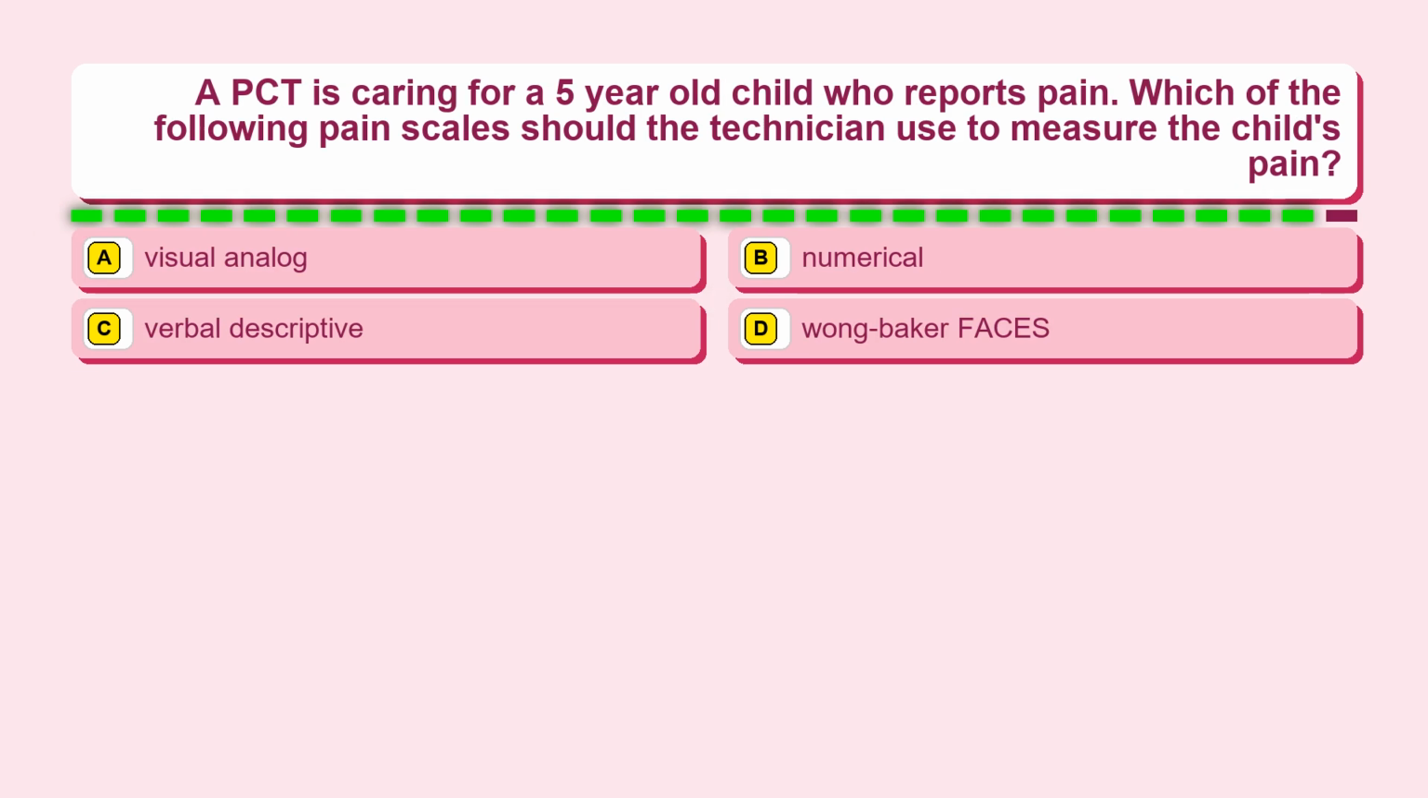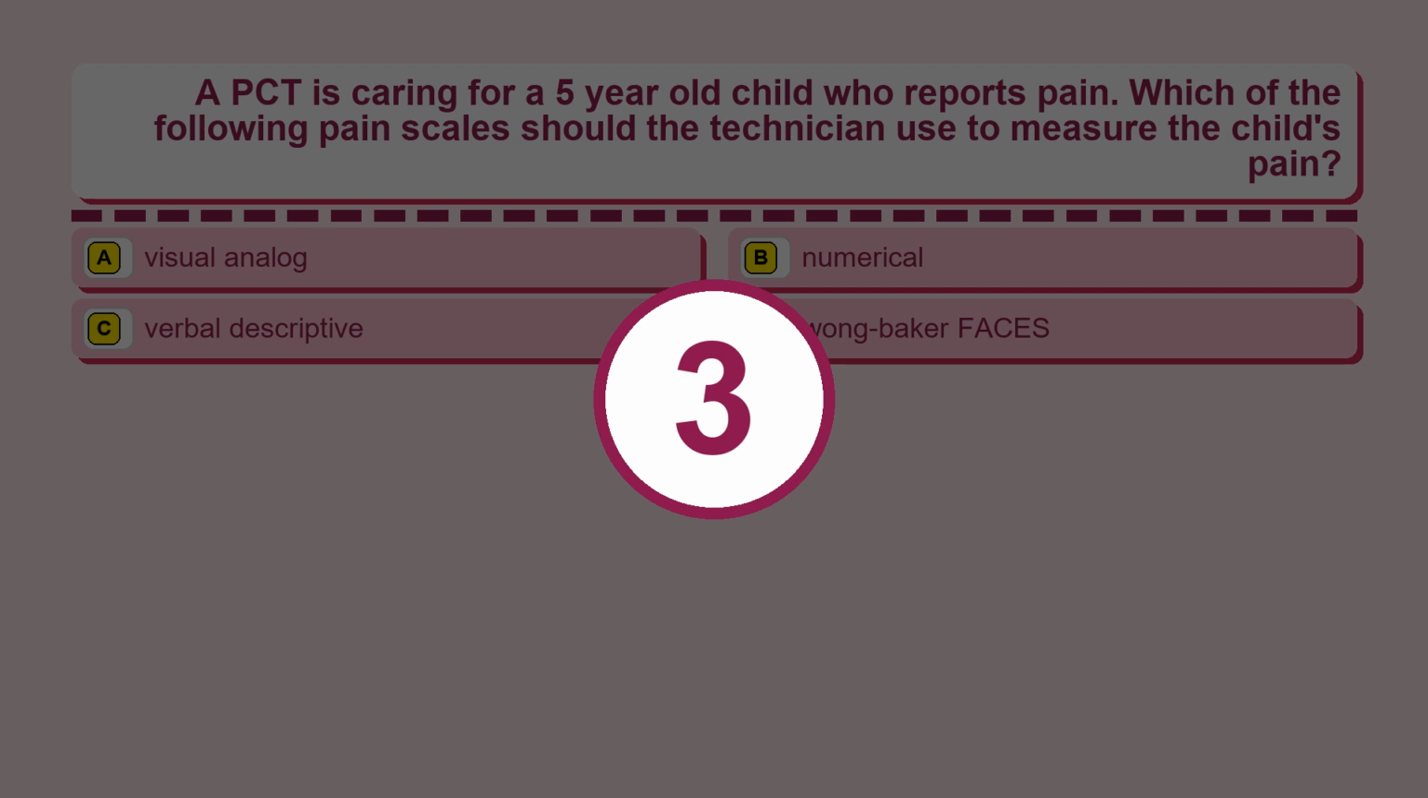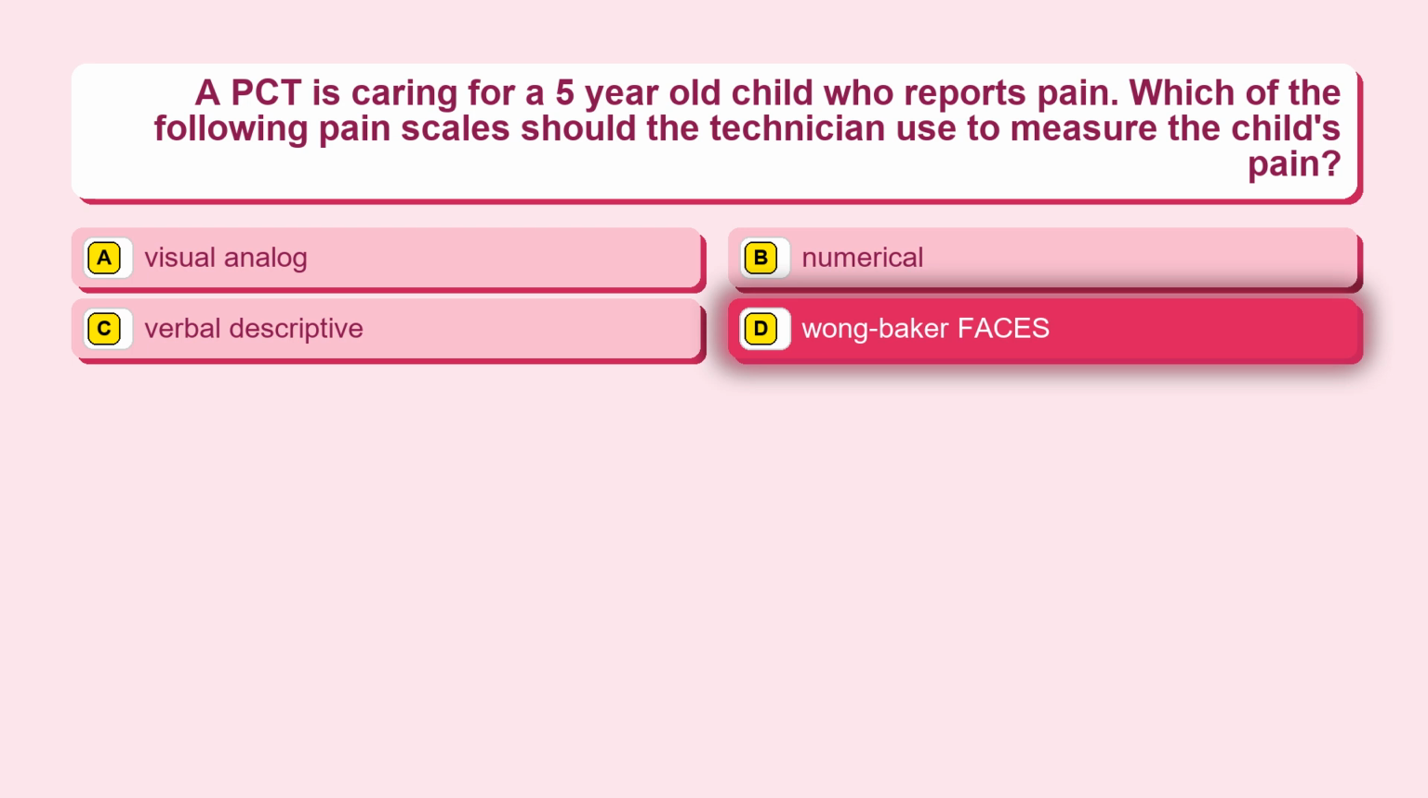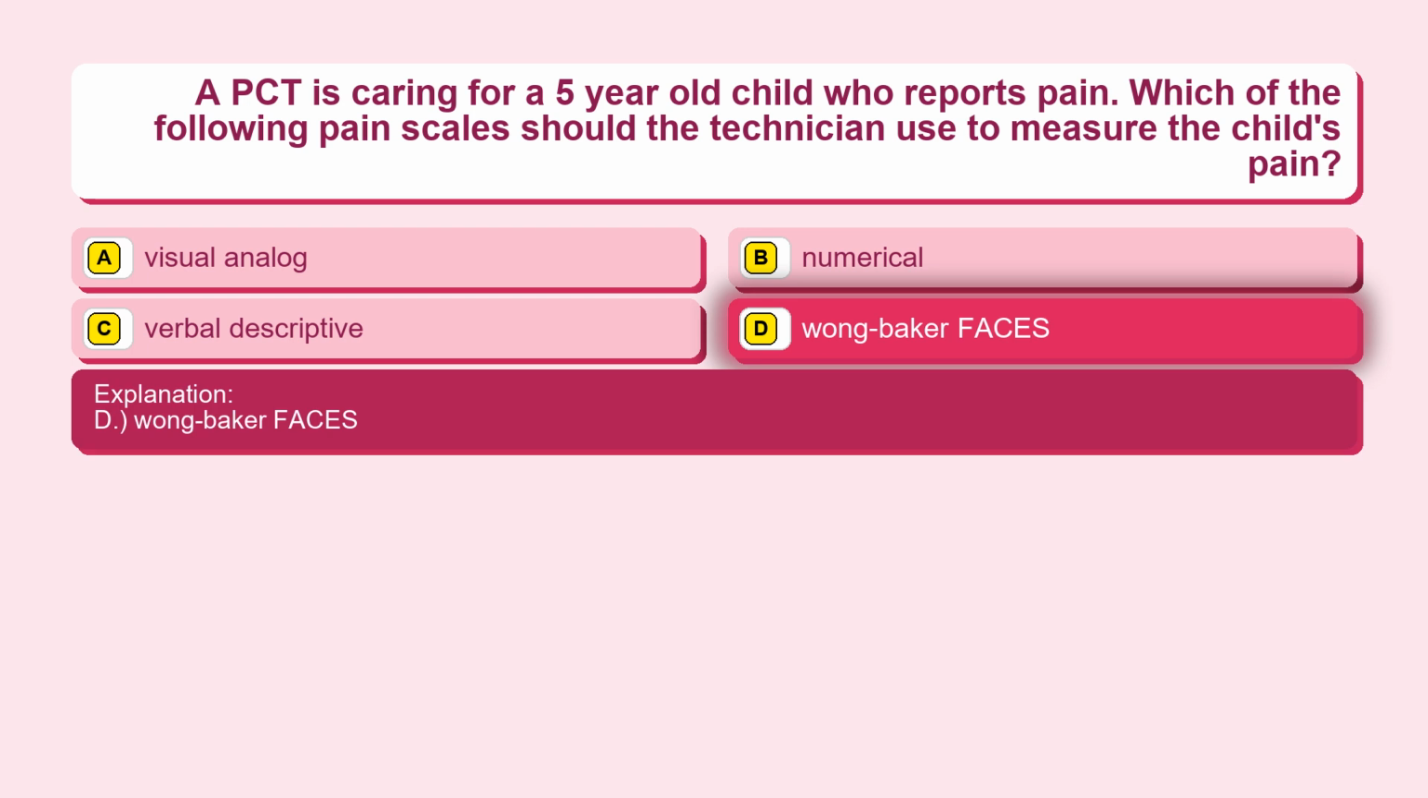Question 64. A PCT is caring for a 5-year-old child who reports pain. Which of the following pain scales should the technician use to measure the child's pain? Option A, visual analog. Option B, numerical. Option C, verbal descriptive. Option D, Wong-Baker faces. The correct answer is option D, Wong-Baker faces.